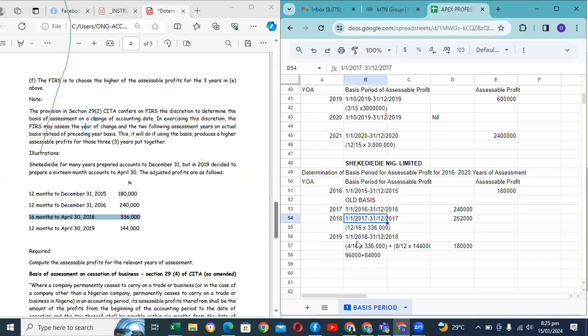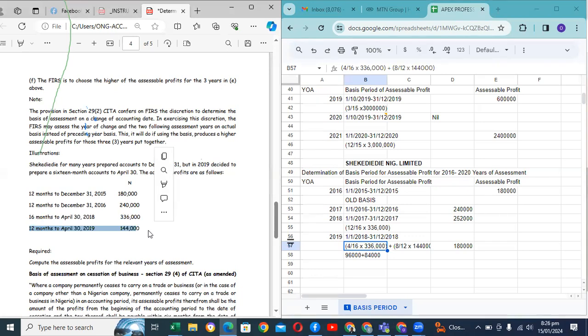Now, the next one, you start a day after and end at the old accounting year end. But you know, out of these 16 months, you picked 12. So you have balance of how many months? 4 months. How many months will it be remaining to make 12 months? 8 months. So you pick the 8 months from the next year. Okay. Do you get it now? Yes, sir. Thank you so much.